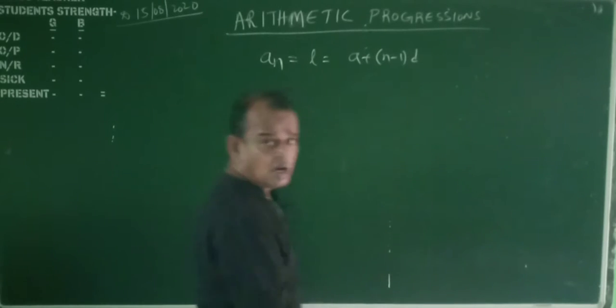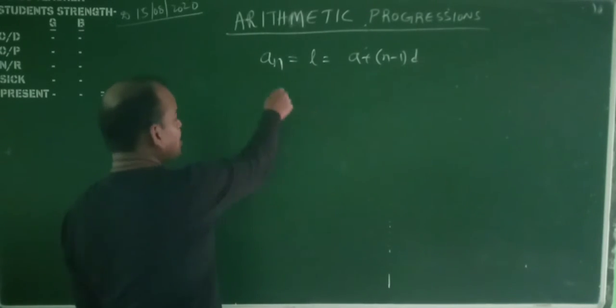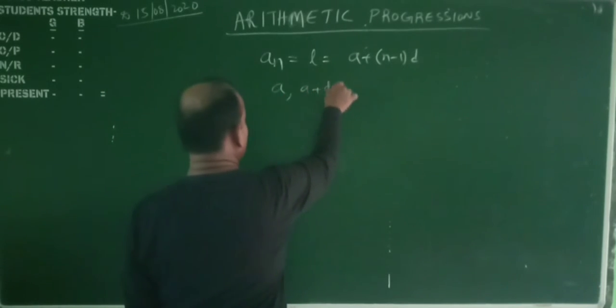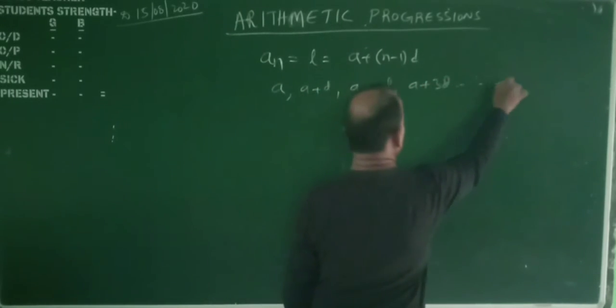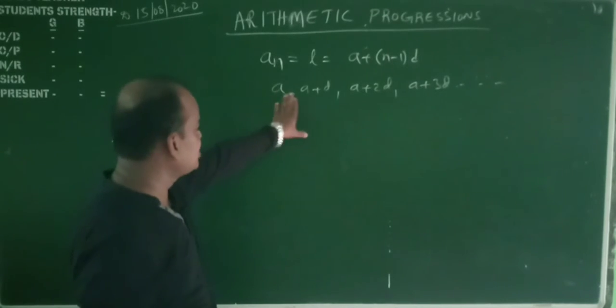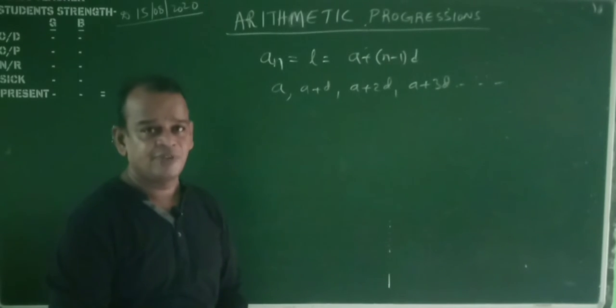Now, what I am explaining is the general form of the AP: a, a plus d, a plus 2d, a plus 3d, and so on, up to a plus (n minus 1) d. This is the first term, this is the second term, this is the third term. The general form of AP. Already I explained yesterday.